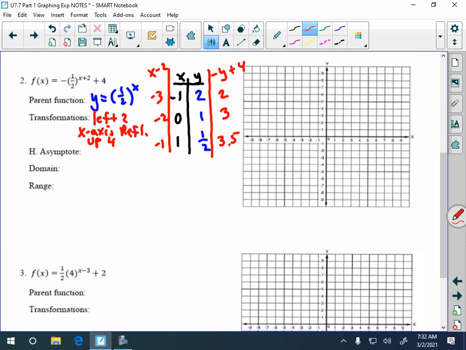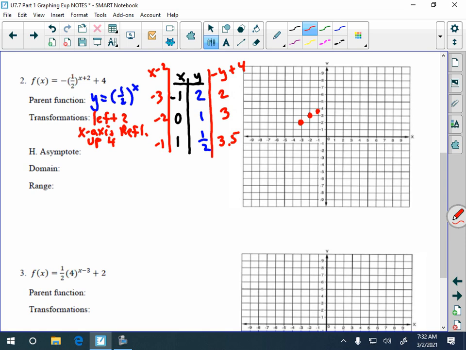So we can go ahead and plot those points. Negative 3 up 2. Negative 2 up 3. And negative 1 up 3.5.